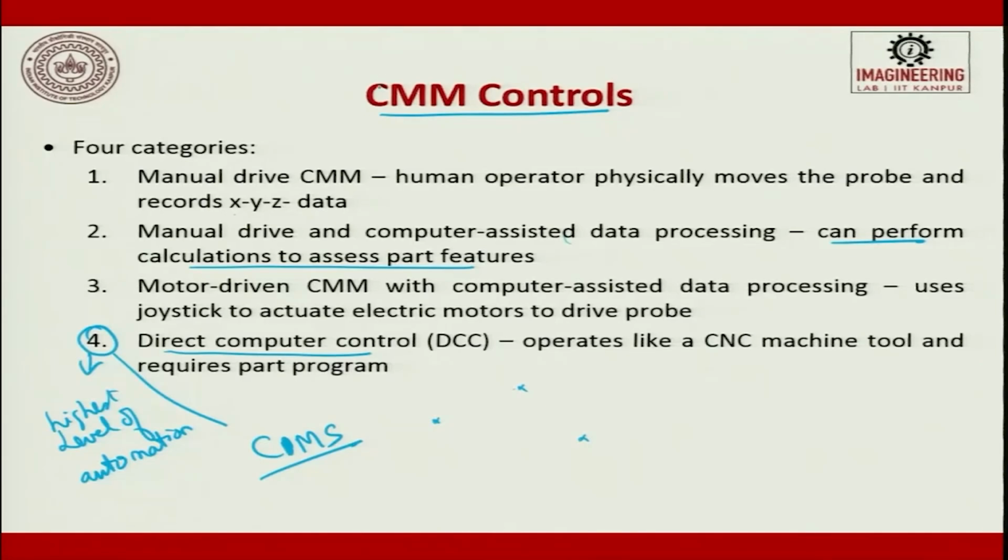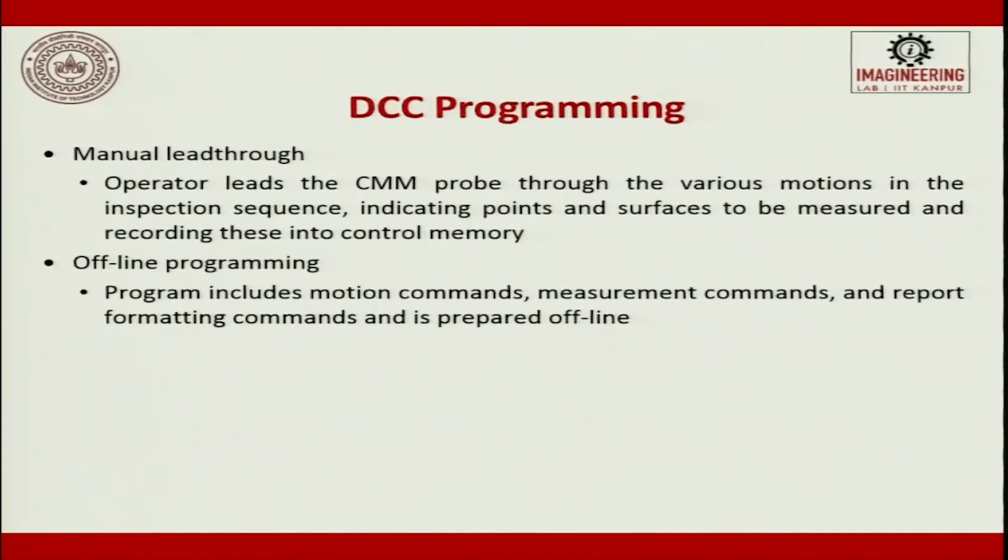So, now you see computer plays a very important role. If computer would not have been there, these two talking cannot happen. So, DCC programming. DCC programming, again you can have 2: manual lead through. Operator leads the CMM program through various motions in the inspection sequence, indicating points and surfaces to be measured and recording this into a control memory. So, the same thing that we had in robotics, we are also having it here, manual lead through. The second one is offline programming.